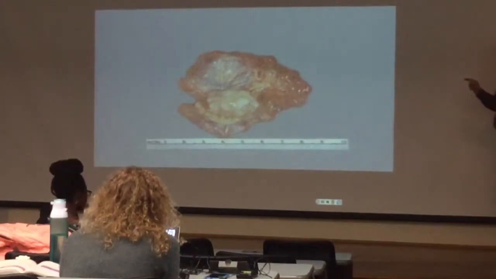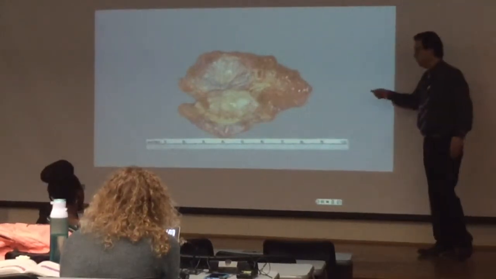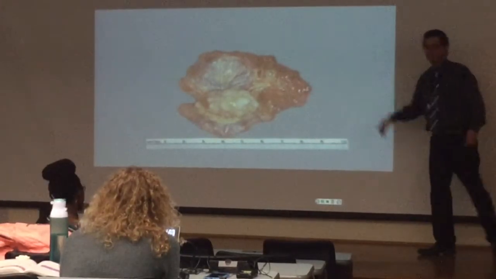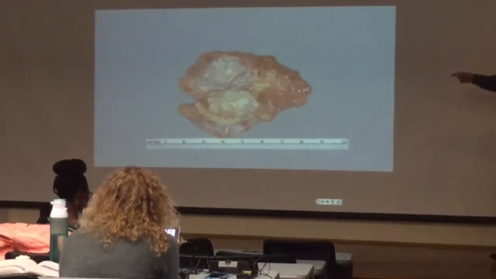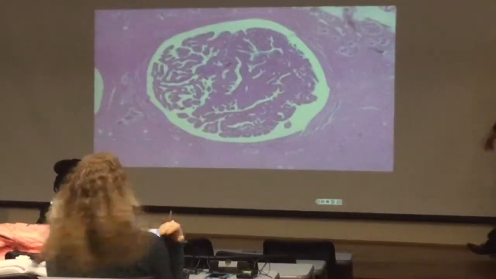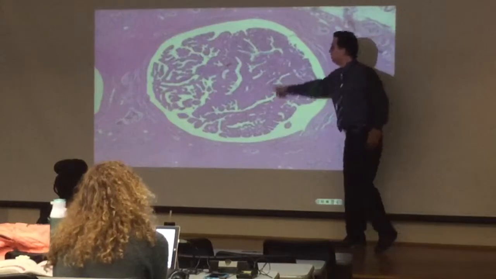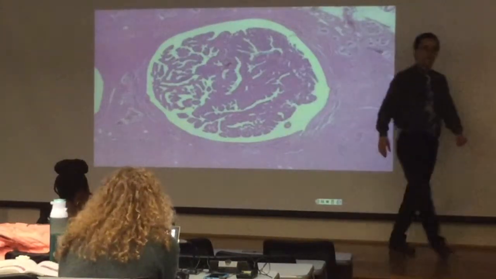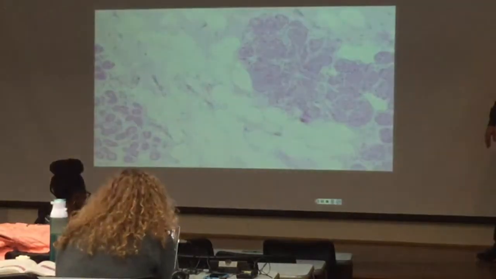This is the one that comes with bloody nipple discharge. It's the intraductal papilloma. Remember, we talked about it. That's a duct that is dilated. That papillary structure is the papilloma. You can appreciate that here is the fibrovascular core and papillary structure.